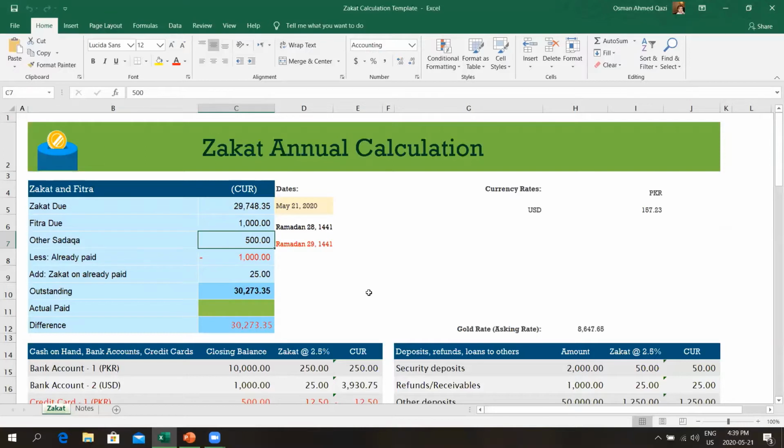Like let's say where you decide for someone who's not fasting for some reason, they were sick or whatever, they cannot make it up, or you just want to give sadaqah. And because Ramadan is a good opportunity to give more sadaqah, you can include that as well. Now this other amount here in red is the less already paid. So you can pay zakat earlier as well.